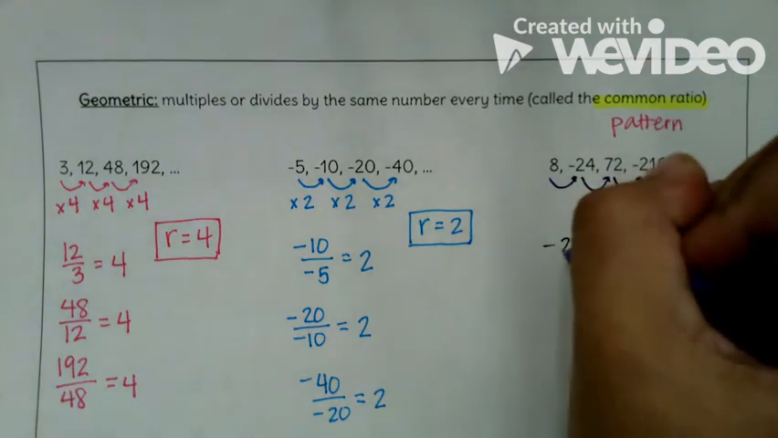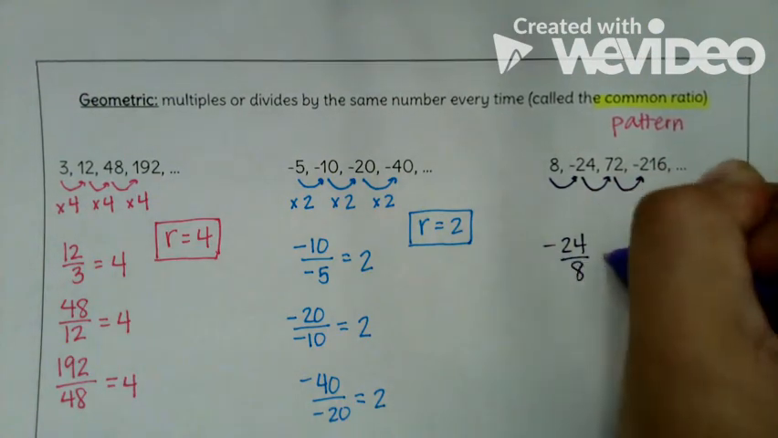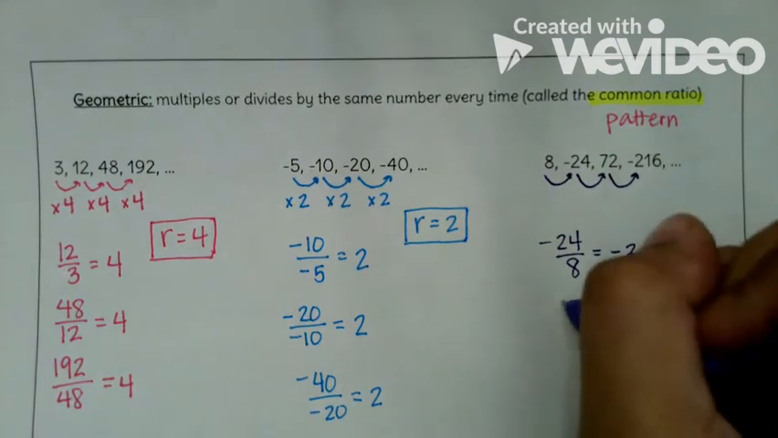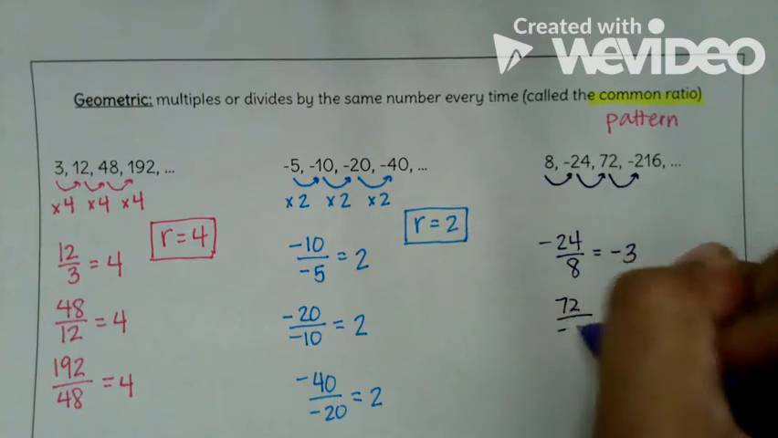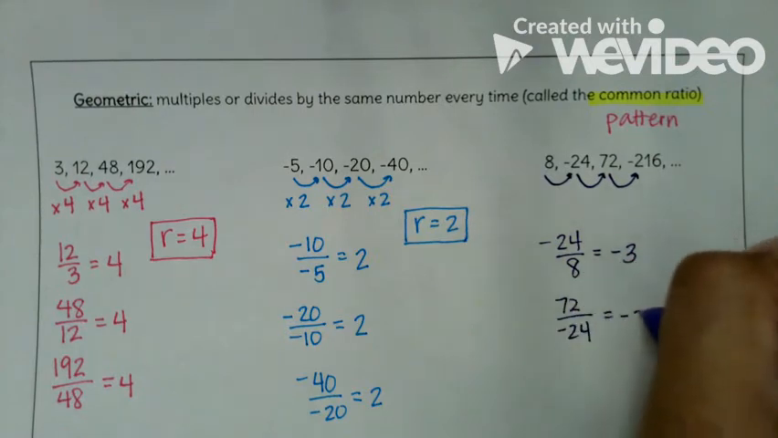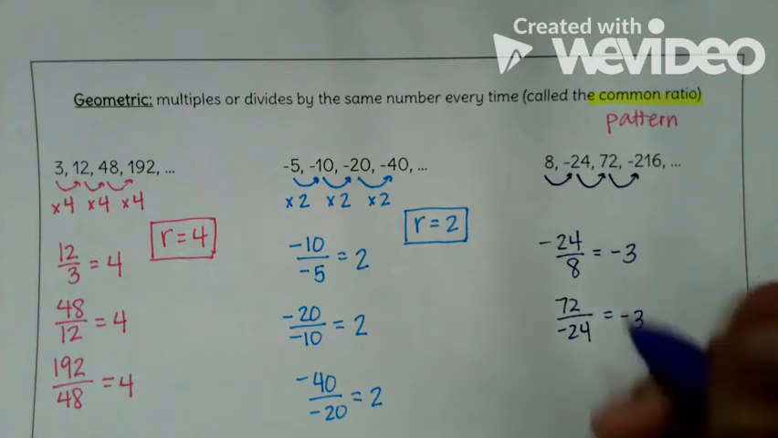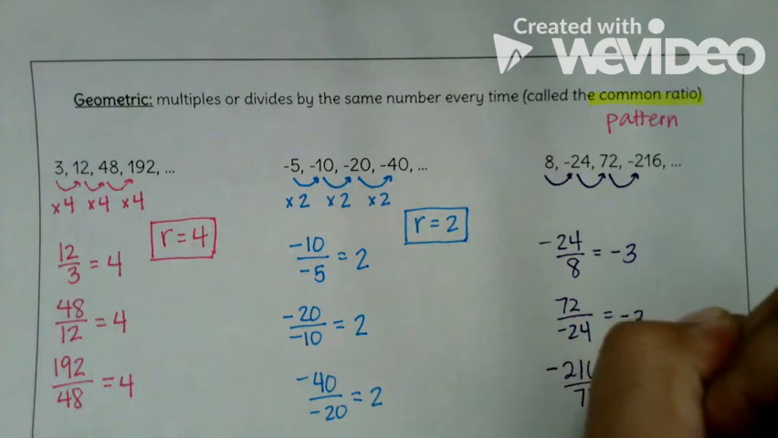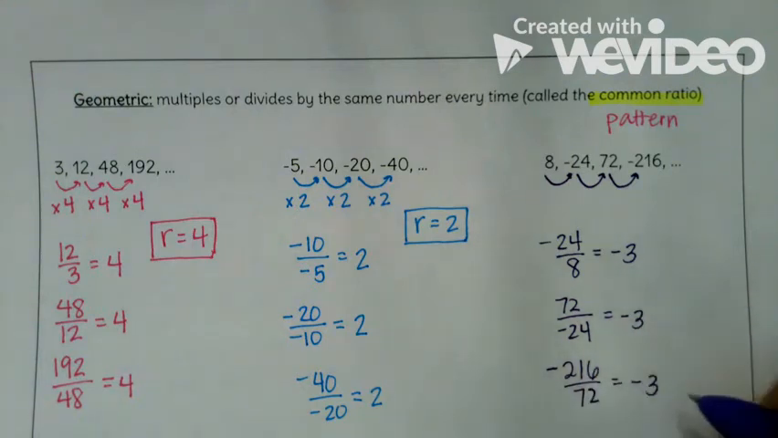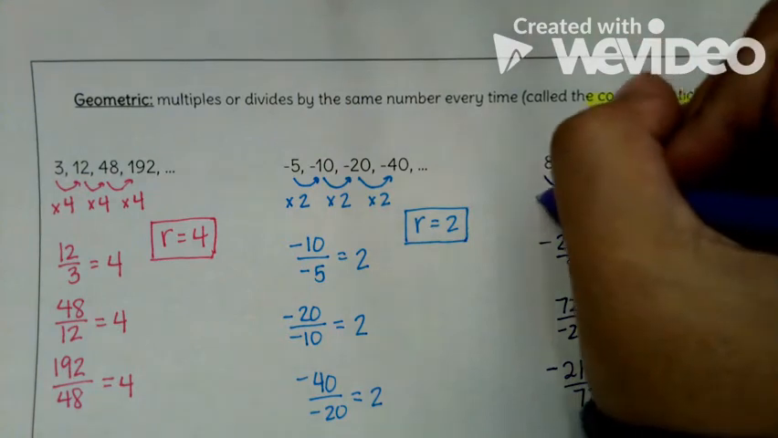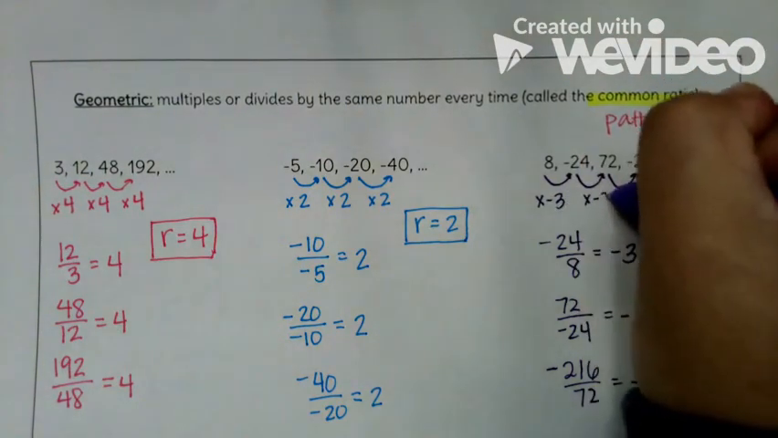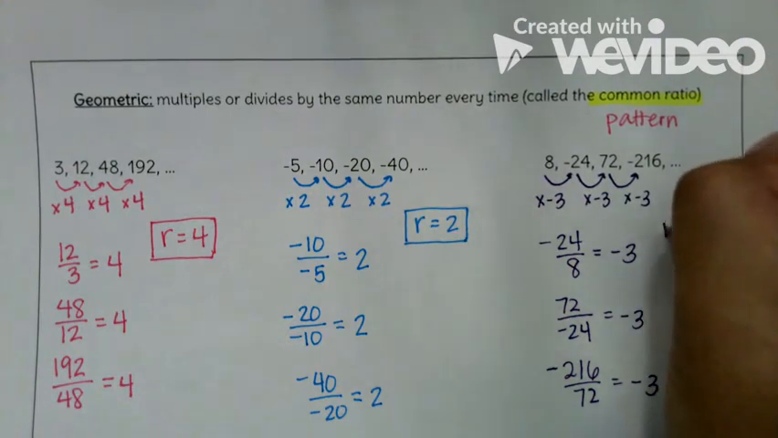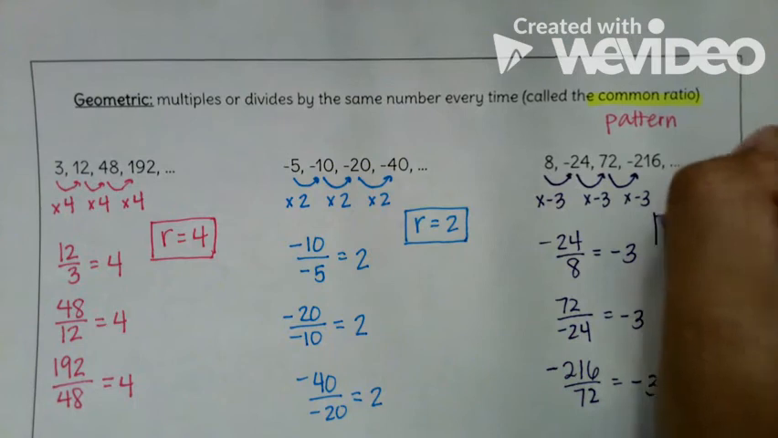So if I go negative 24 divided by 8, negative divided by positive would give me negative 3. Then I have 72 divided by negative 24. That would also give me negative 3. And then finally, if I have negative 216 divided by 72, that gives me negative 3. So for this one, I am multiplying by negative 3 each time, which is causing the sign to switch back and forth. So my common ratio here, R, is negative 3.